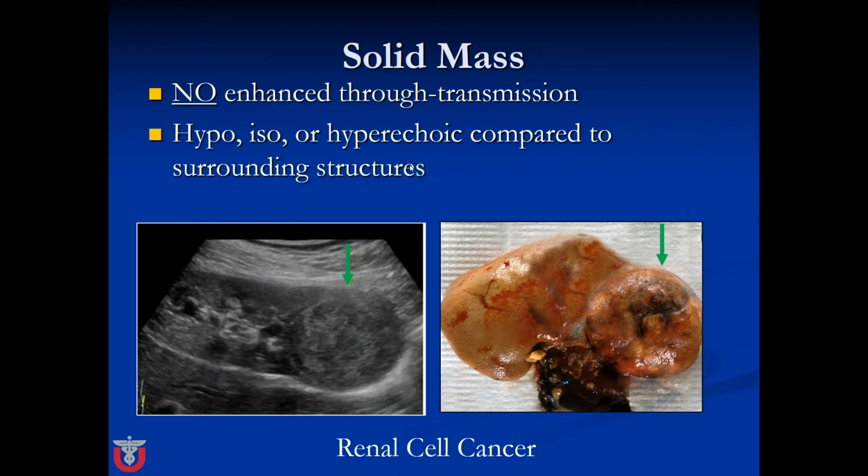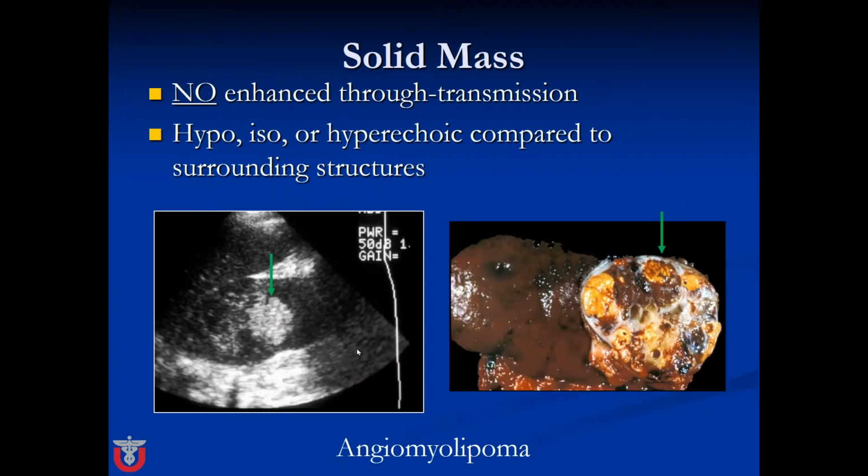All right, how about a solid mass? Well, the key to a solid mass is that there's no enhanced through transmission. And the mass we're going to describe using our words we learned, and they can either be hypo, iso, or hyperechoic compared to the surrounding structures. So here we have a renal mass that's a renal cell cancer, and it's relatively isoechoic to the kidney, all right? But it's very solid and there's no increase through transmission.